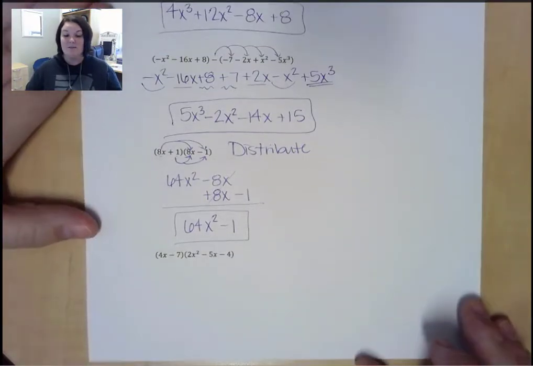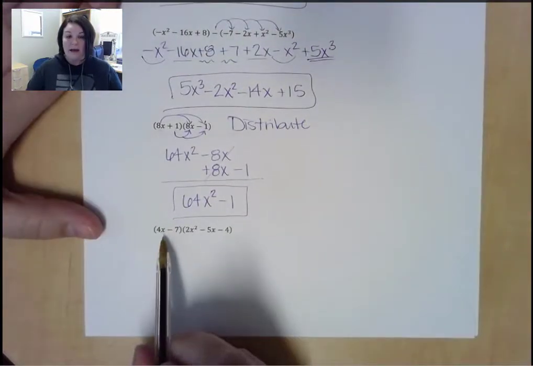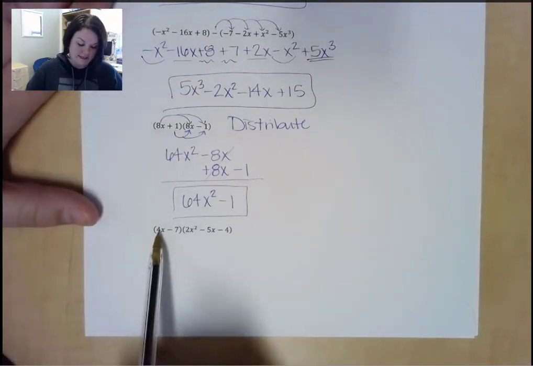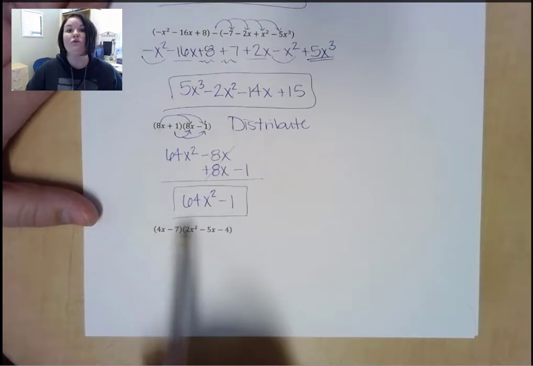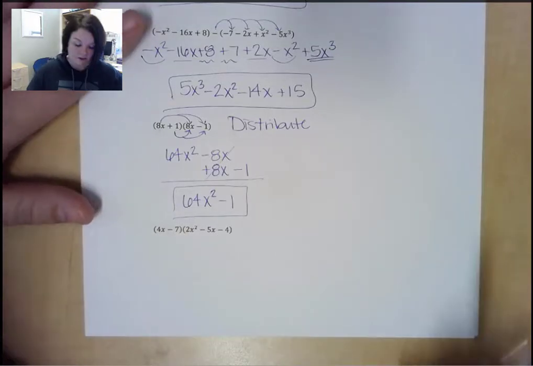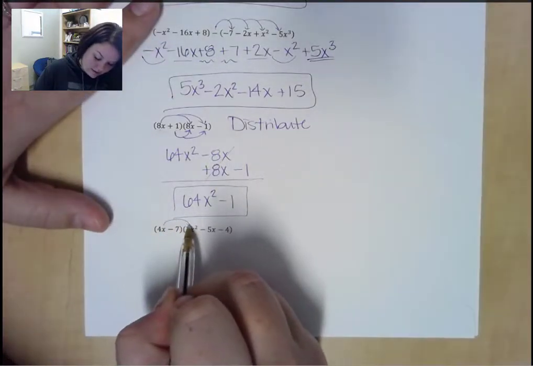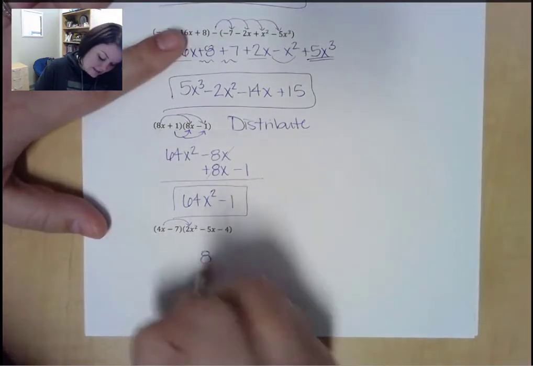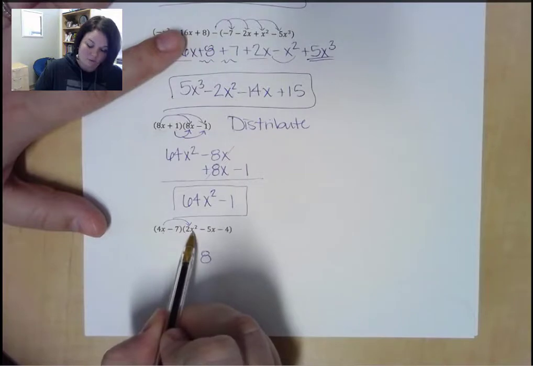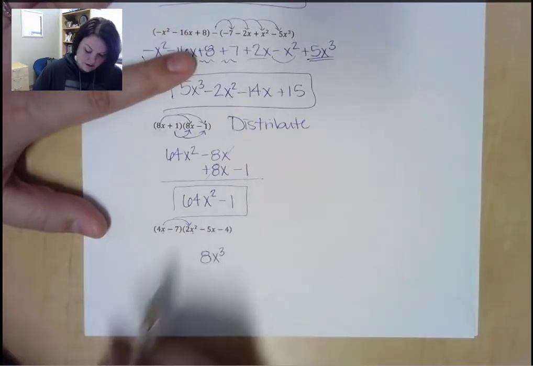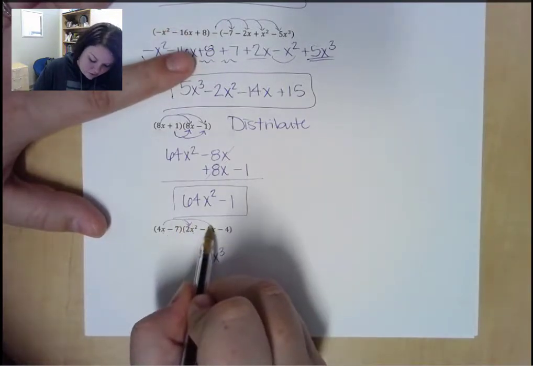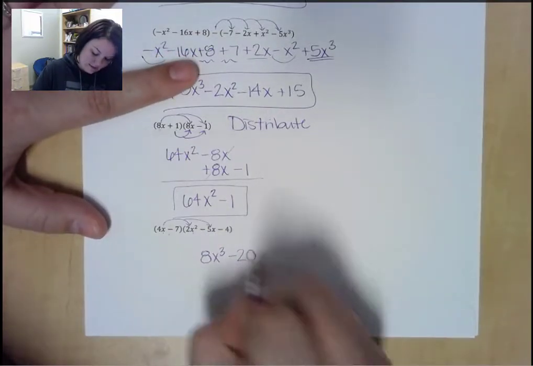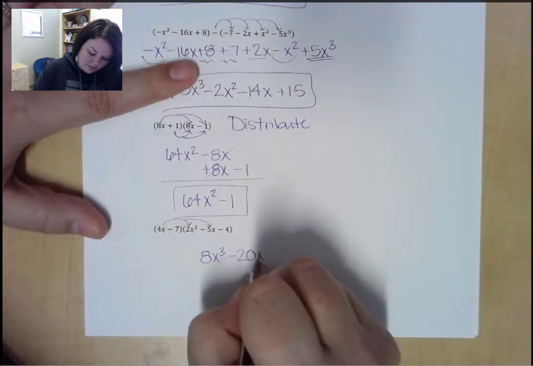All right, let's look at a little bit bigger one. So now we're doing a binomial times a trinomial, but the same strategy applies. We're still just taking each term and distributing it through the second polynomial. So I'm going to do 4x times 2x squared. So 4 times 2 is 8. X times x squared is x cubed. 4x now distributes over to -5x. So 4 times -5 is -20. And x times x is x squared.